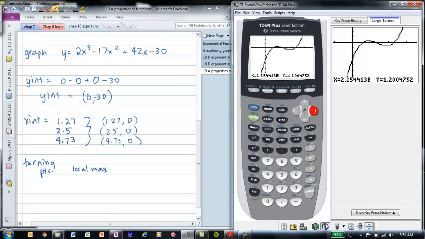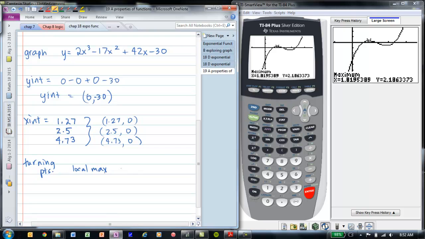Then it asks for right bound, slightly right of where the maximum is, and you hit enter. It asks you to guess, so put your cursor kind of where you think the maximum is, and then you hit enter. And then it gives you the coordinates. So our local max is given by these coordinates here: 1.82 and 2.19, rounding everything to 3 significant figures. Alright, so that was our local max.